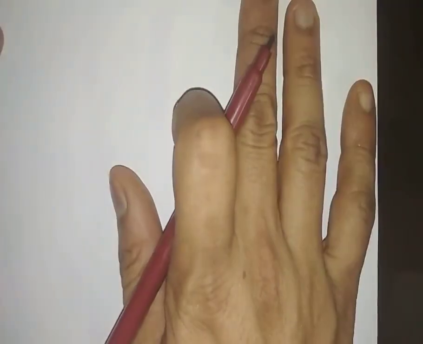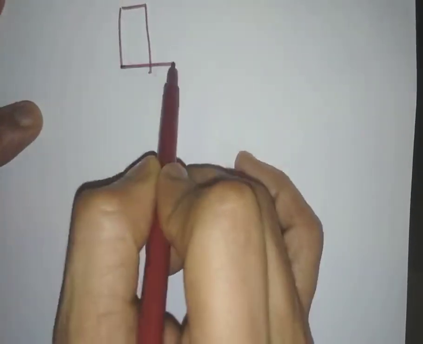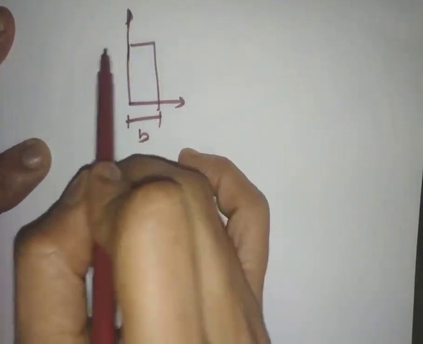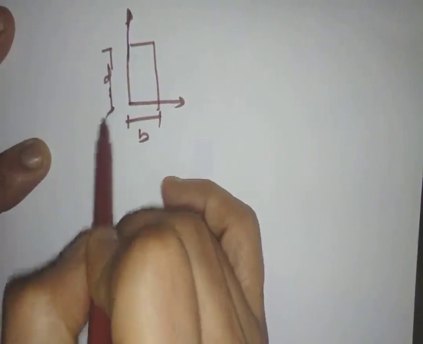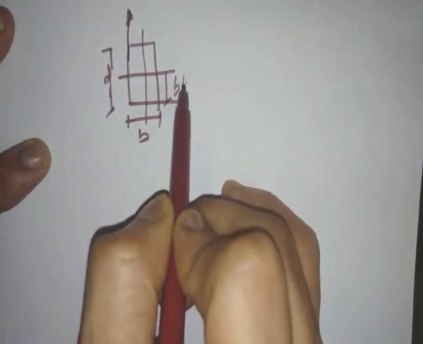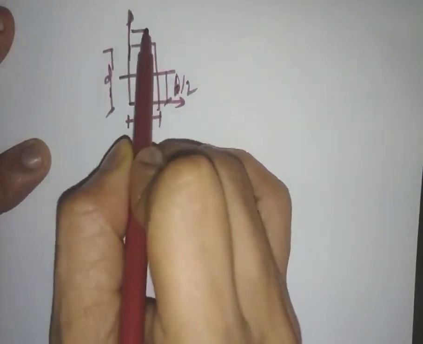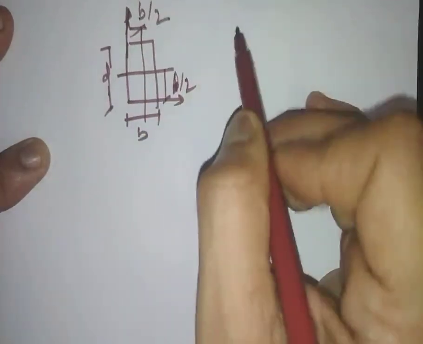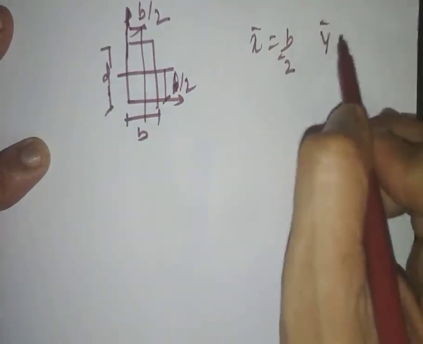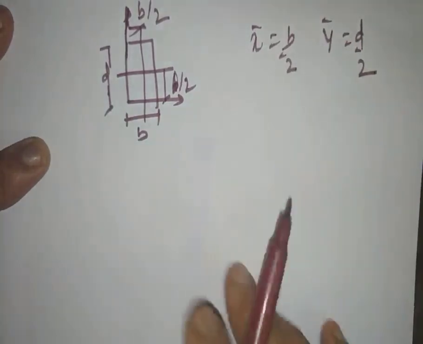To have a small recap, the formula for a rectangular section, if it is symmetric and if the x and y axes have been placed towards the extreme side, wherein the base distance of the rectangle is b and the depth of the rectangular section is d, then the centroid of the rectangular section would be b by 2 and d by 2. X bar would be b by 2, y bar would be d by 2.